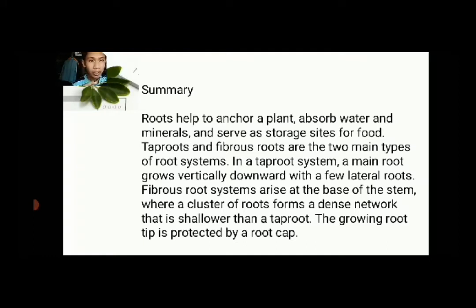Fibrous root systems arise at the base of the stem, where a cluster of roots forms a dense network that is shallower than a taproot. The growing root tip is protected by a root cap.